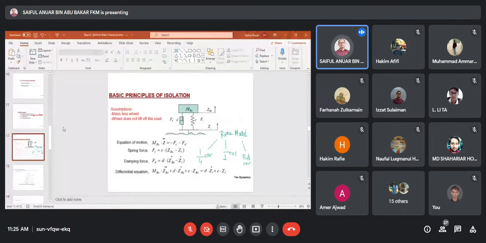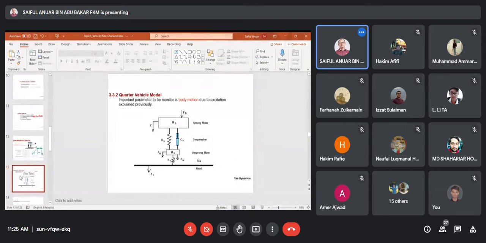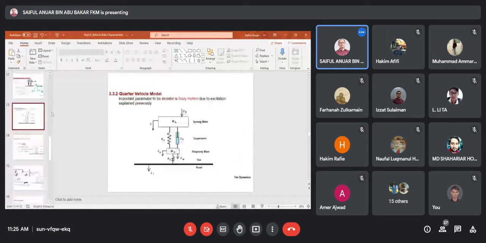Any question before I proceed with the equations of motion for the suspension system? Okay, this is the quarter model.